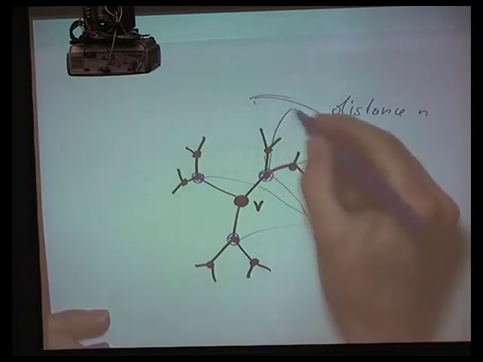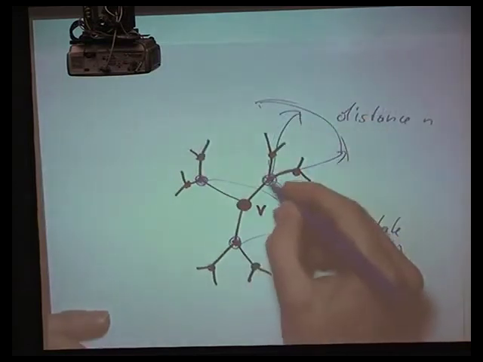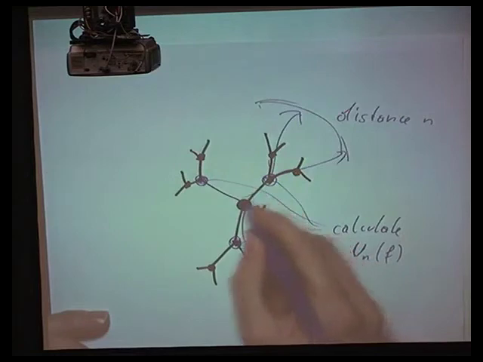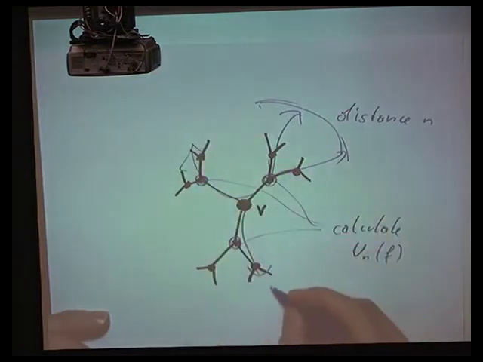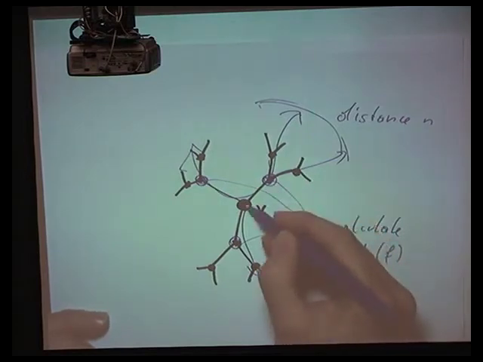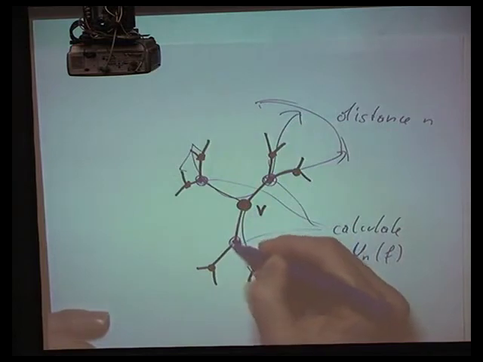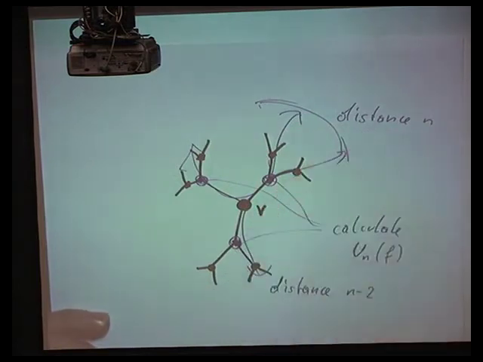Into this tree, but also back into this tree, right? And if it goes back, here it only goes to distance n minus 2, because it first needs to go back to V, and then it needs to go to the other branch. Viewed from this vertex, it's now going out further up to distance n minus 2.